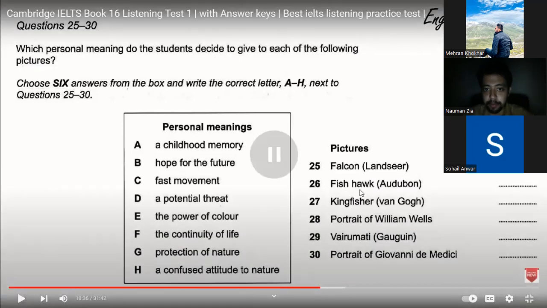Right. Rapid motion. Rapid motion means fast movement. C is the answer.